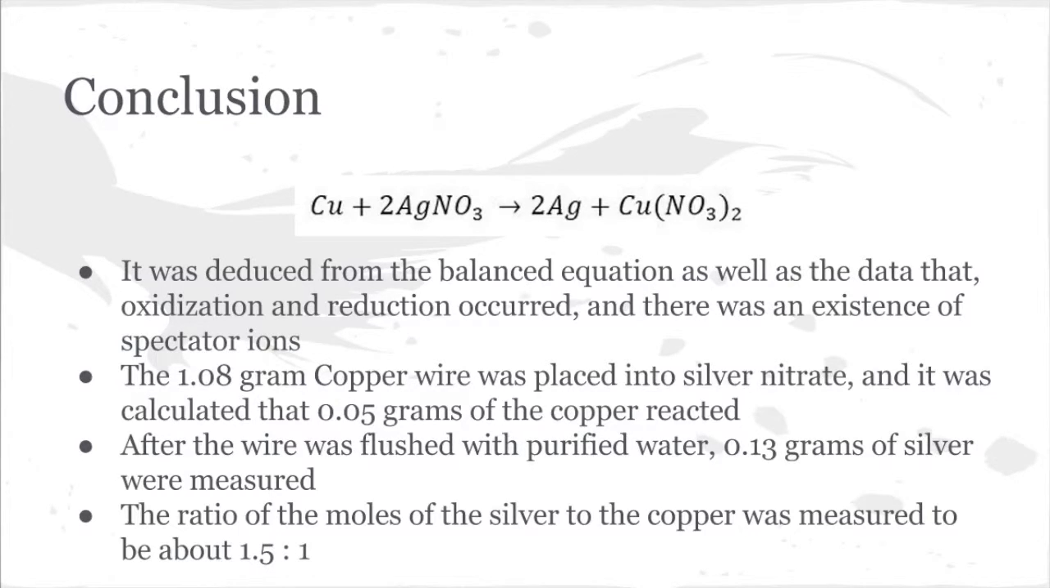The 1.08 gram copper wire was left in the silver nitrate, and by the end of the reaction, we were able to calculate that 0.05 grams of it was reacted. After the copper wire, which had crystallized silver on it, was flushed with purified water, we learned that 0.13 grams of the silver was measured. The ratio of the moles of silver to the copper was measured to be about 1.5 to 1.